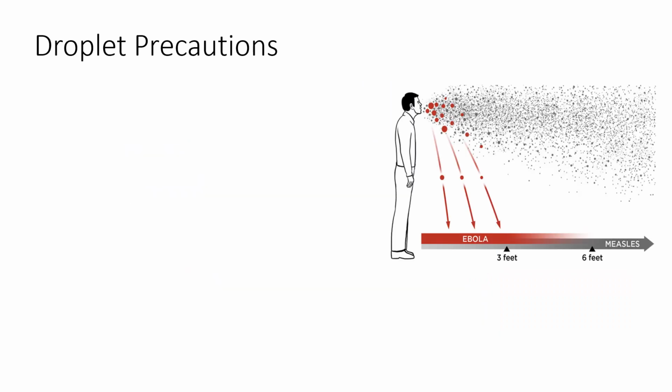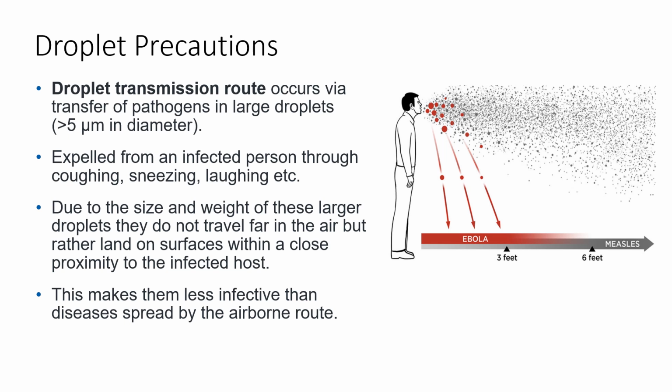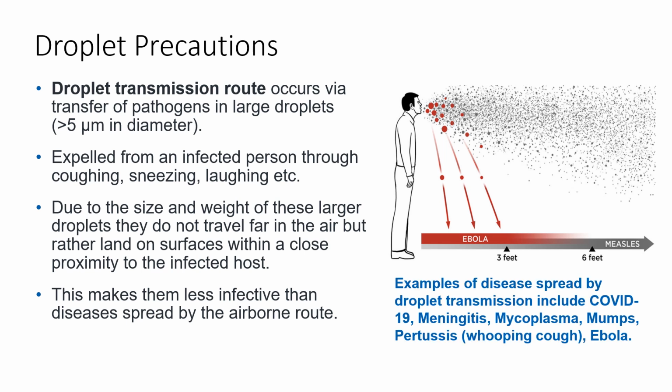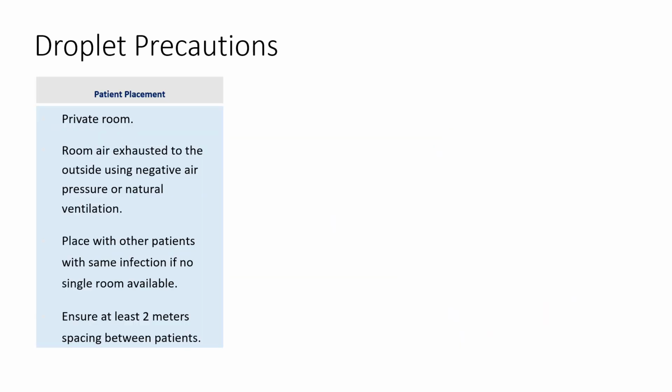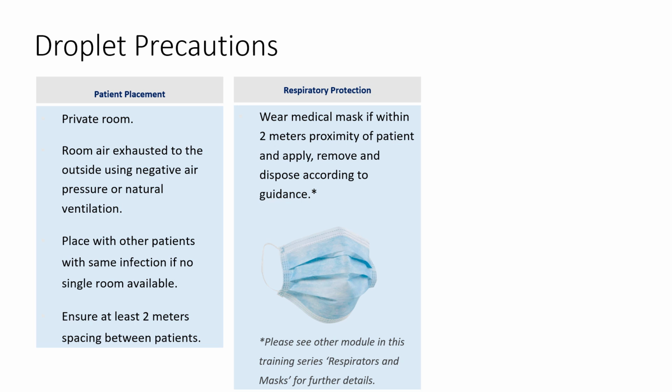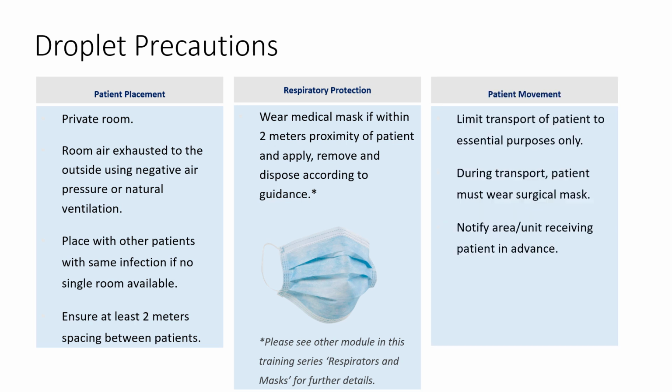Now for droplet precautions, this includes the transfer of pathogens by large droplets. Due to the size and weight of these larger particles, they do not travel far in the air but settle immediately over the floor and become non-viable. Hence, droplet precaution involves wearing a mask for patients within around 3 feet only. There should be a private room for patients infected with droplet infections like diphtheria, pertussis, meningitis. Ensure at least 2 meters spacing between the patients, wear medical masks if within 2 meters proximity of patients, and limit the transport of patients to essential purposes.